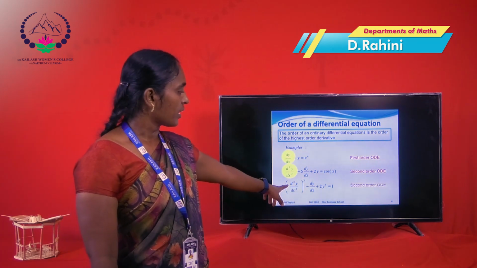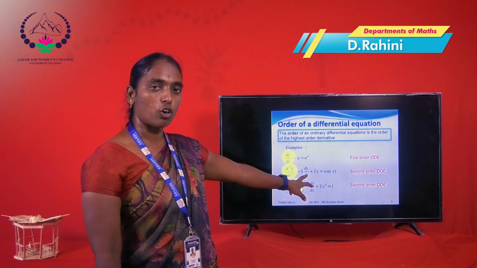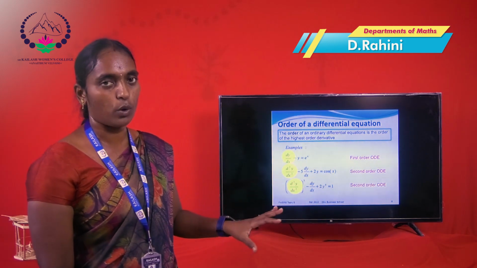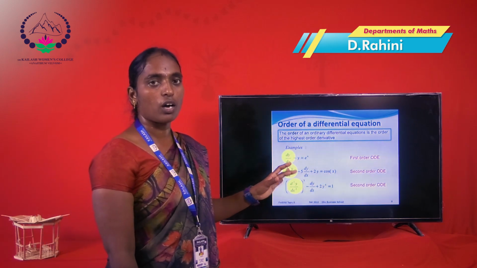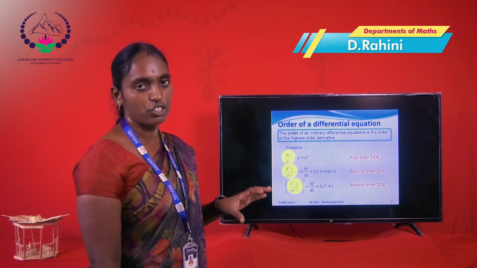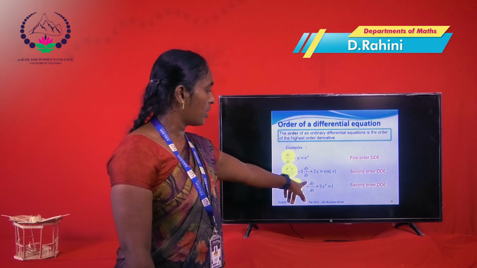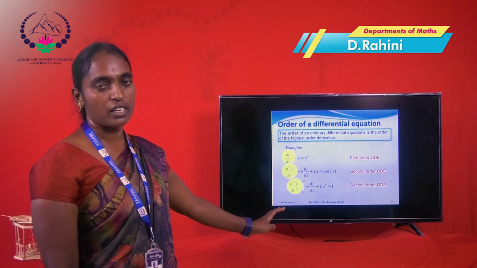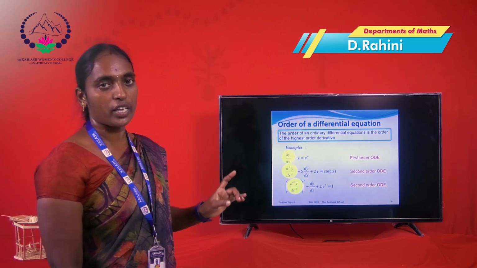The next one is d square y by dx square, the whole cube, minus dy by dx plus 2y power 4 is equal to 1. This equation is also a second order ordinary differential equation. The cube is not considered as multiplication of derivatives, so this equation is also called an ODE.